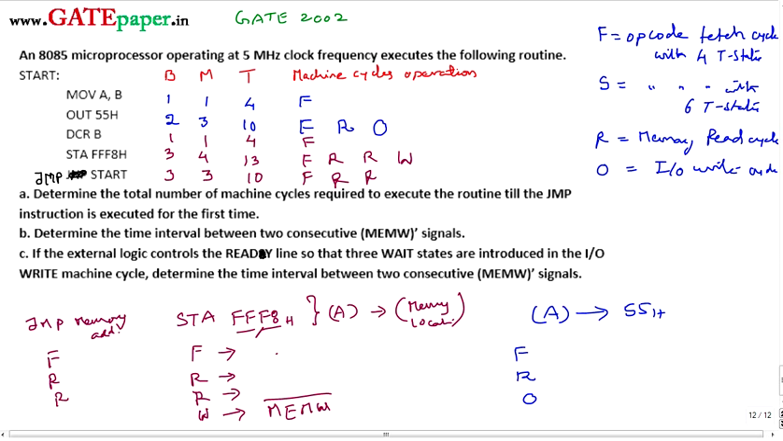Now we are going to find the total number of machine cycles required to execute the routine till the jump instruction is executed for the first time.